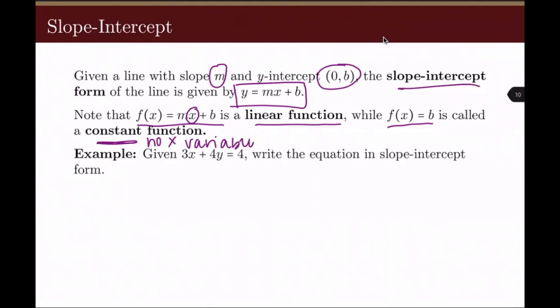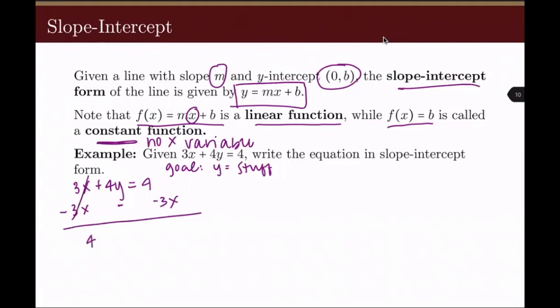All right, example, given 3x plus 4y equals 4, write the equation in slope-intercept form. So 3x plus 4y equals 4. And then remember our goal is to have y equals stuff, essentially, right? y equals mx plus b. So the first thing I'm going to do to get y by itself is subtract 3x from both sides. So now I have 4y equals -3x plus 4. Next, I need to divide every term by 4.